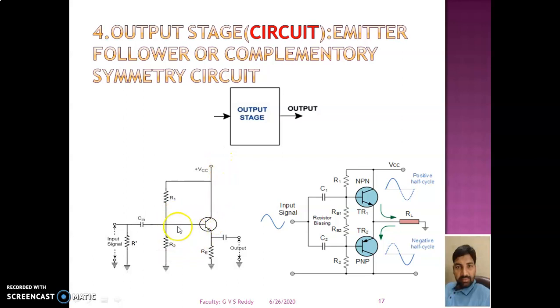So this is the circuit diagram. This is the emitter follower circuit, which is known as a common collector amplifier. Or instead of this, we can use a complementary push-pull amplifier also. Both are useful, so we can use either one in the design of the operational amplifier.